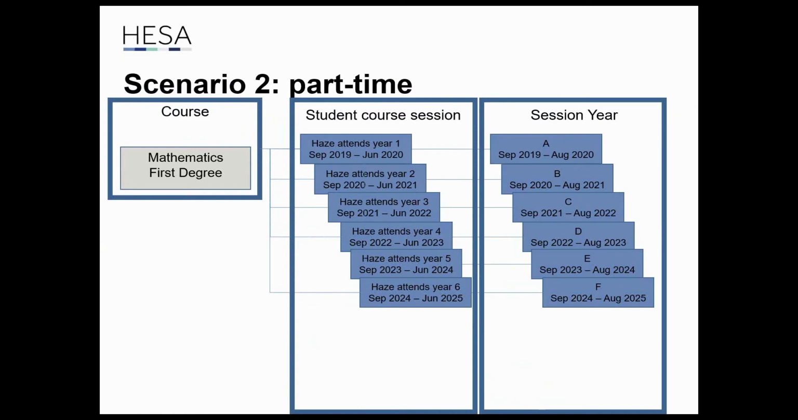Starting in September. But she's got 6 of them because she's spreading out her studying and doing it over a longer period of time.